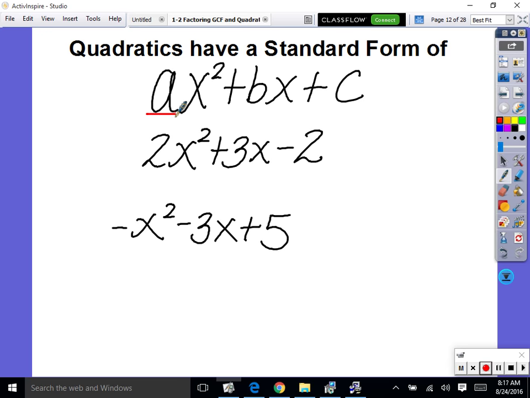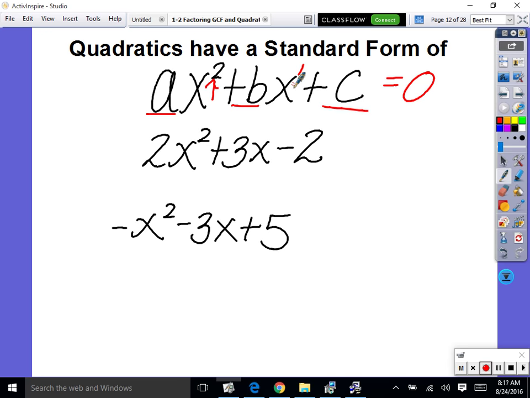A is in front of x squared, b is in front of x, and c is our constant coefficient. And technically, we would always make sure before we factor that it's equal to 0. Standard form, guys, highest degree to lowest degree. Do you see how x squared has a higher degree than x to the first? And then this doesn't have an x. Technically, it has x to the 0, which is 1. So there's no x, so that's our constant coefficient.